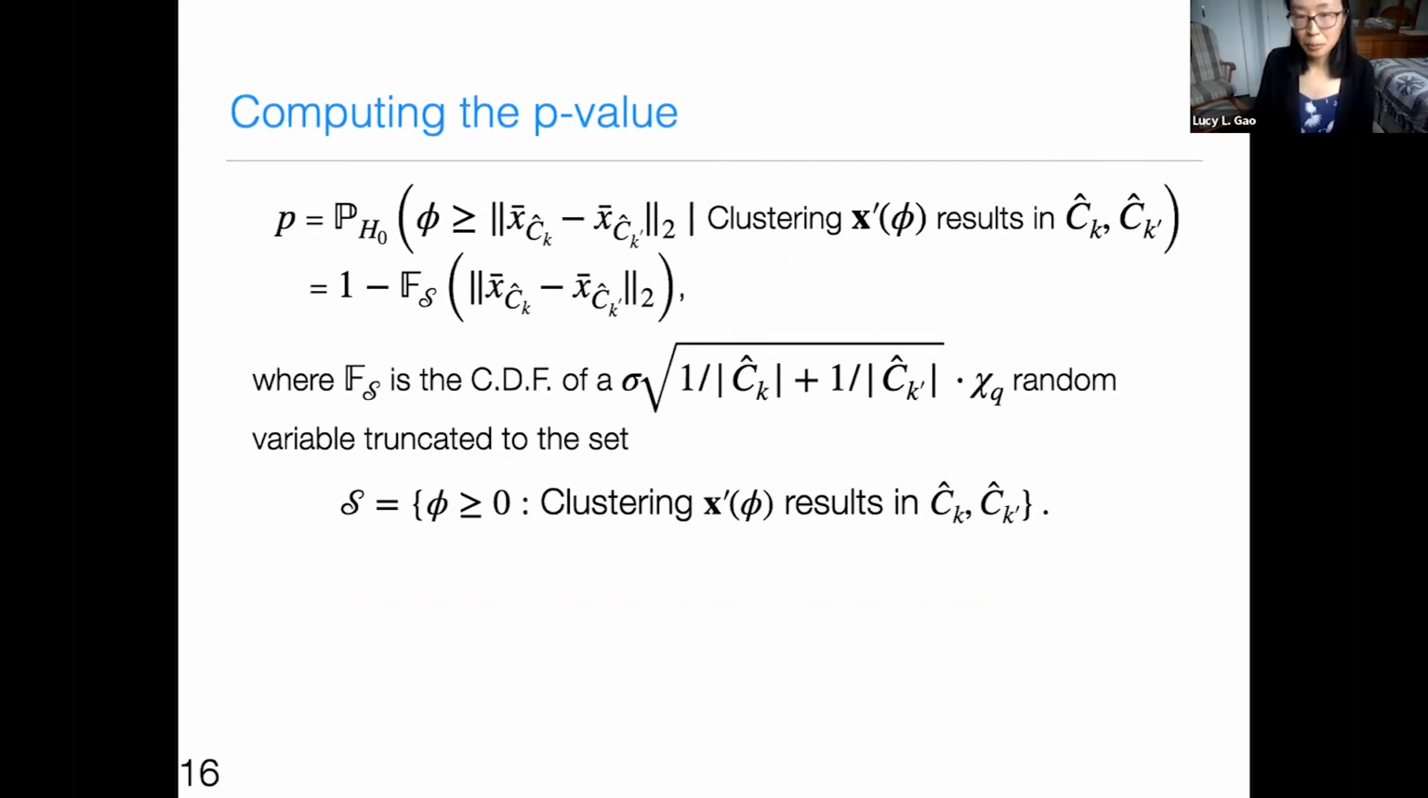And what's more, it's now pretty straightforward to write down an analytic expression for the p-value. You can basically calculate it using the CDF of a random variable that's proportional to a chi-squared, which you've cut off outside of the set S, where the set S is defined to be the set of phis that would create a perturbed data set x prime of phi that would still result in these same clusters C hat k and C hat k prime. As long as we can calculate the set S, it's pretty easy to calculate this p-value using the CDF of a chi-squared random variable. So there's really only one question left, which is how are we going to compute this set S?